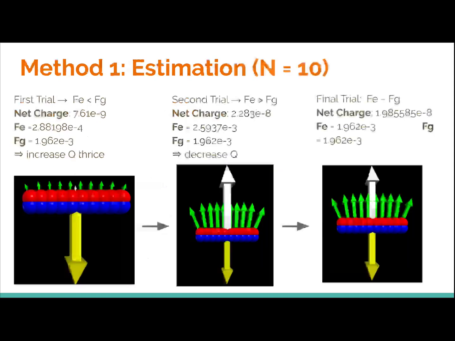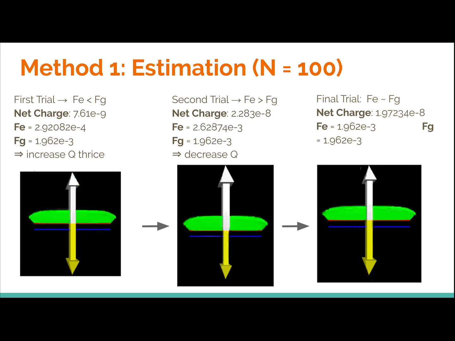To calculate the line charge on the tape, I first used the approximation or estimation method. I plugged in the net excess charge value I got from Lab 1, point charge, into the electric force equation and then increased or decreased the value and compared the electric force to the gravitational force until they became the same. The white arrow represents the electric force and the yellow arrow represents the gravitational force. Q in this approximation was 1.985 times 10 to the negative 8 coulombs.